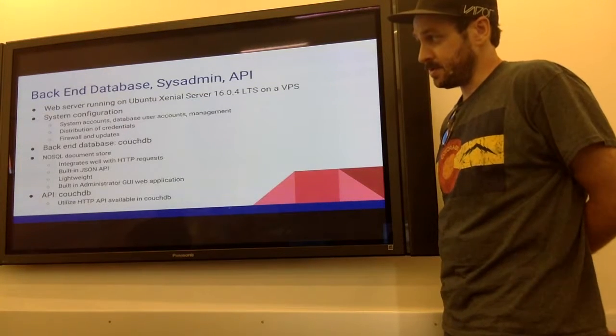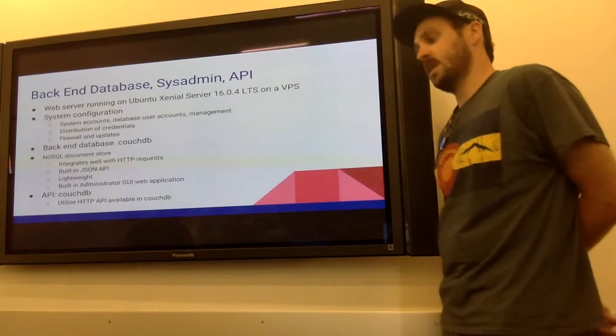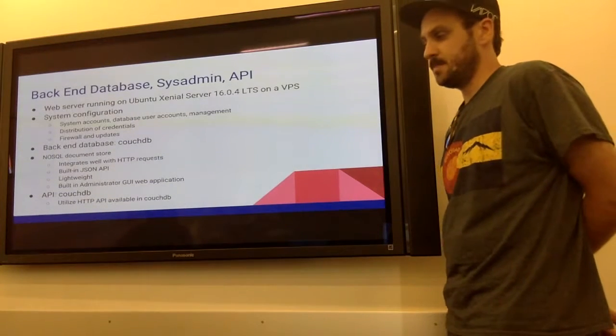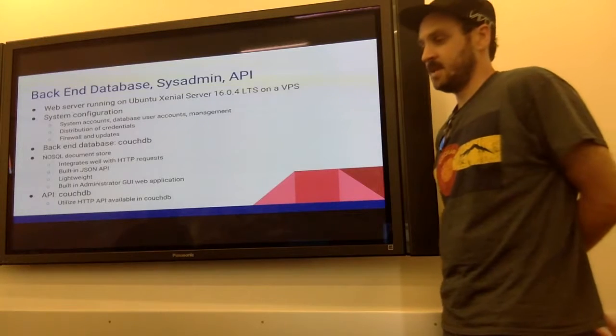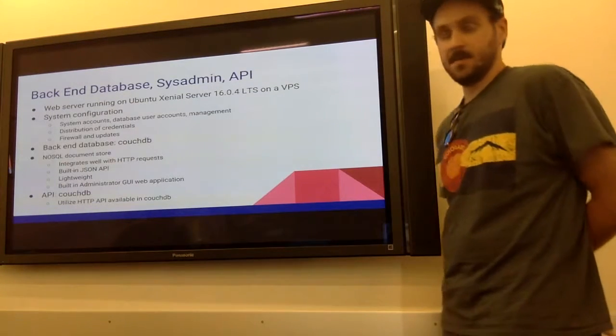So the API is basically used in a few ways. To write to the database, you use HTTP PUT. To modify the database, you use HTTP POST. And to get documents from the database, you use HTTP GET.